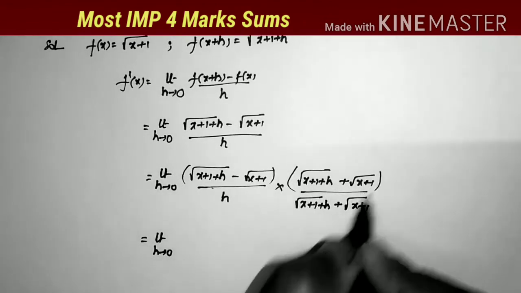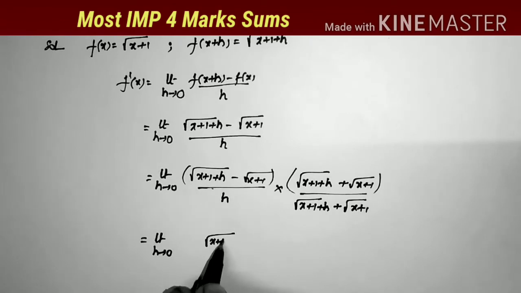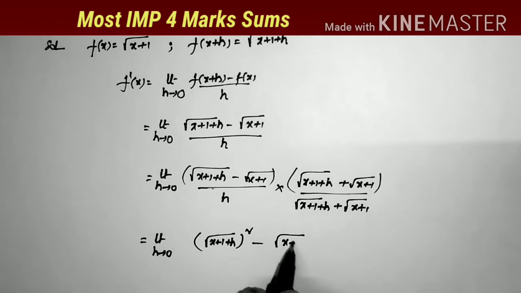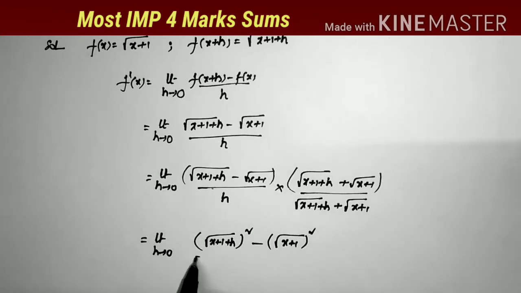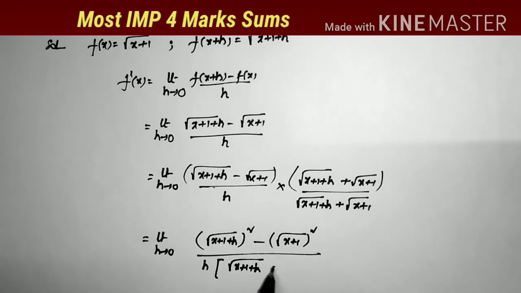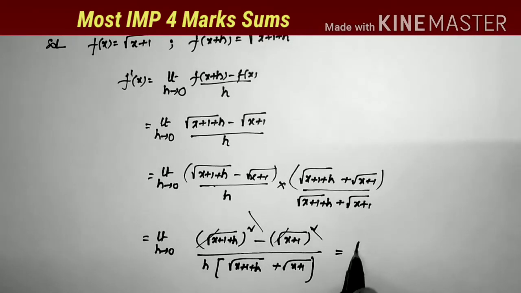Now this is in the form of a plus b into a minus b. What is a plus b into a minus b? A square minus b square. That is root of x plus h plus 1 whole square minus root of x plus 1 whole square by h into root x plus 1 plus h plus root x plus 1. Now here square and root gets cancelled. Now what are the remaining values?